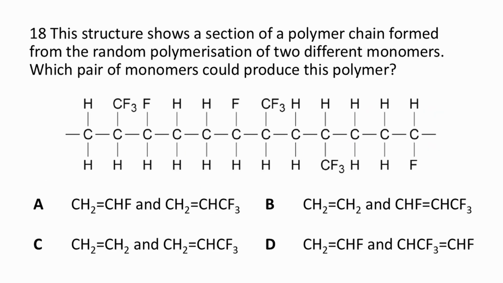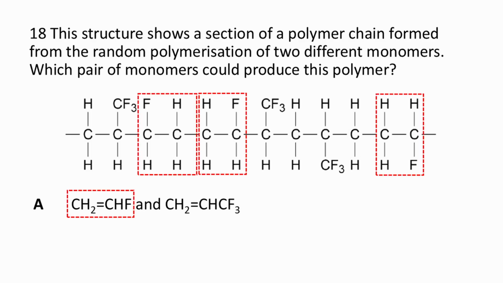Next, we have a question on polymerization. This structure shows a section of a polymer chain formed from the random polymerization of two different monomers. Which pair of monomers could produce this polymer? Each of the options, A to D, shows a pair of alkenes. So this question is specifically about addition polymerization. Let's look at each option in turn.